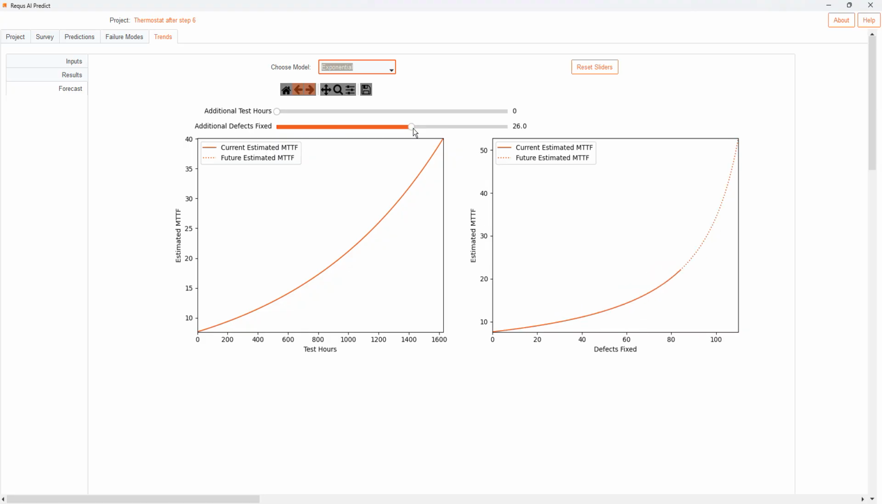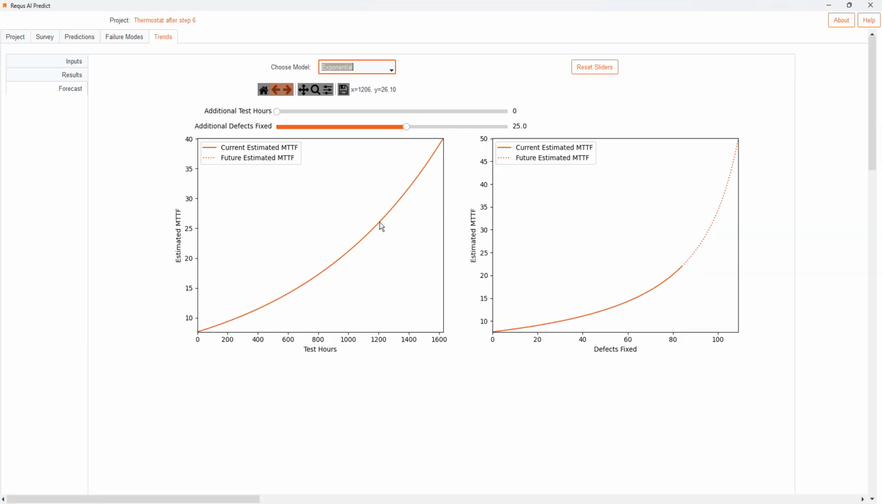What if we fix, now we currently have 84 defects. The model was predicting around 129. What if we fix 25 more? Let's just make it real simple. Right now, our mean time to failure is here. If we fix 25 more defects, we would be at around 50 hours MTBF. So it's two different ways of looking at it.